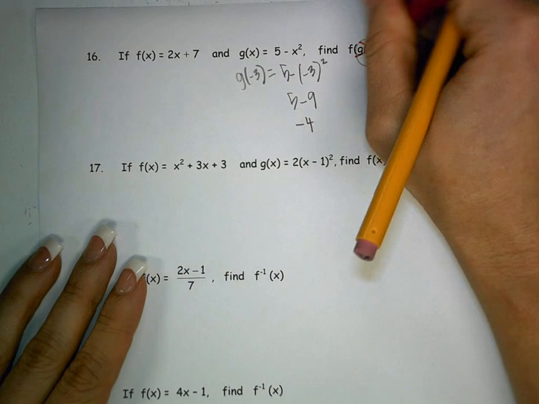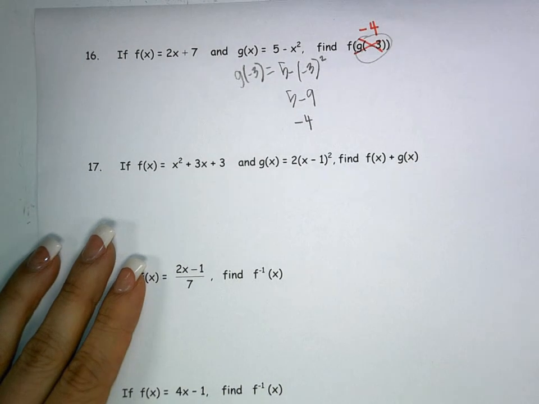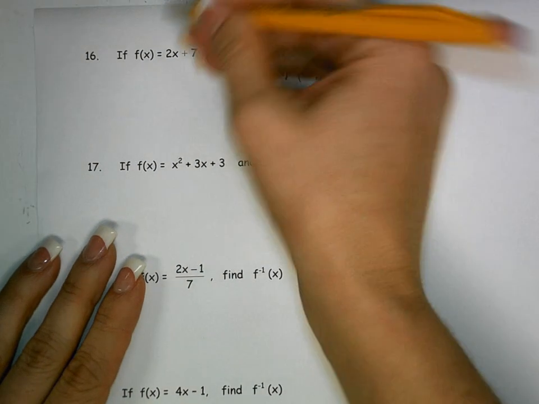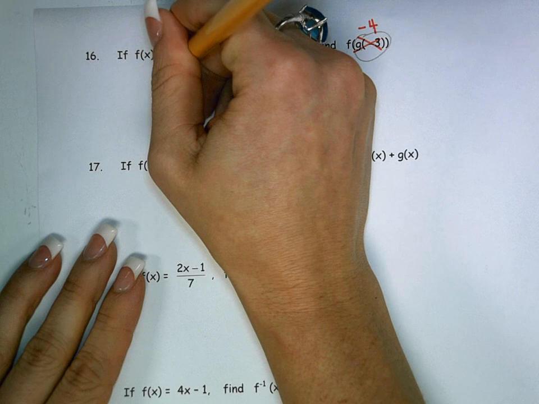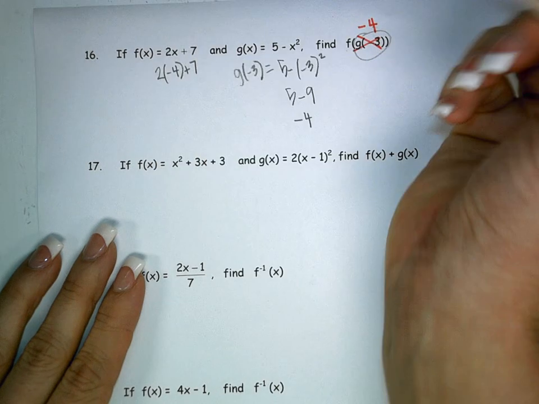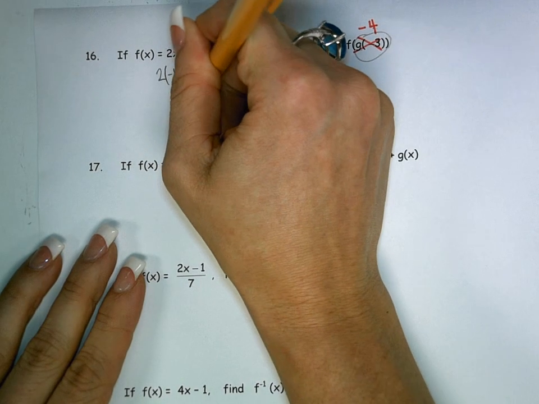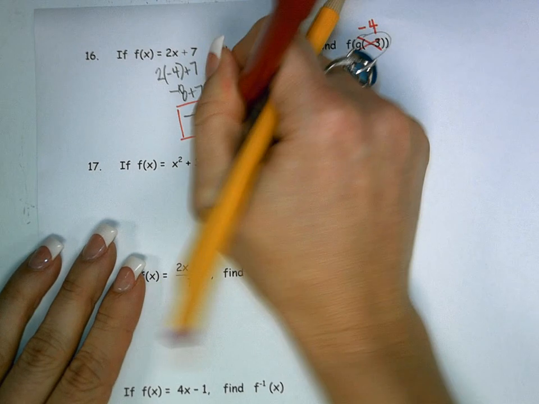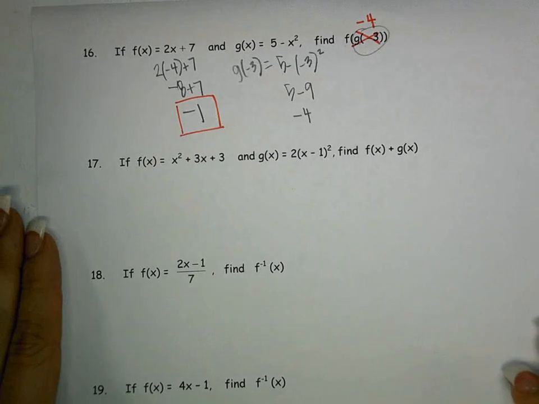So I'm going to replace this with a negative 4. Now I need to find f of negative 4. So plug negative 4 into your f equation. 2 times negative 4 plus 7 gives us negative 8. Plus 7, negative 1 is our final answer. So you're just double plugging in, basically.